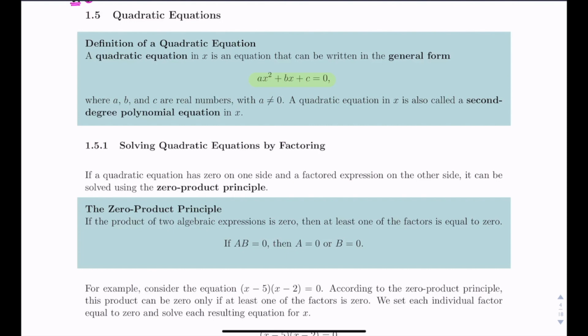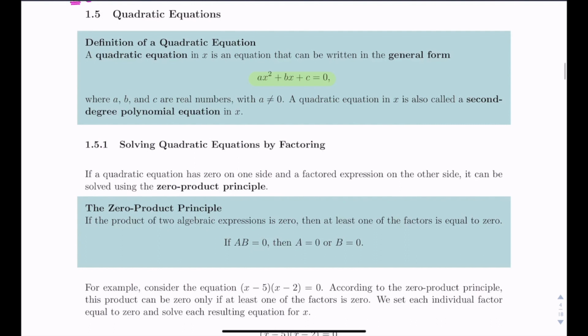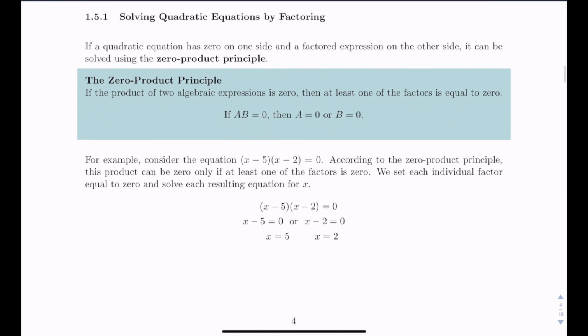So we have learned numerous ways of solving these back in intermediate algebra. The first one is by factoring. If a quadratic equation has 0 on one side and a factored expression on the other side, it can be solved using the Zero-Product Principle. The Zero-Product Principle says that if we have AB equal to 0, then either A is 0, or B is 0, or both of these are 0.